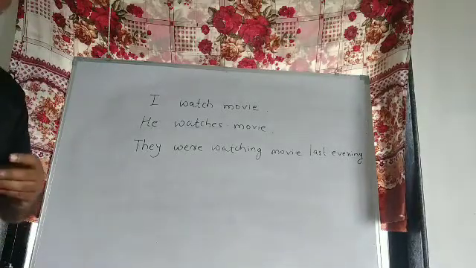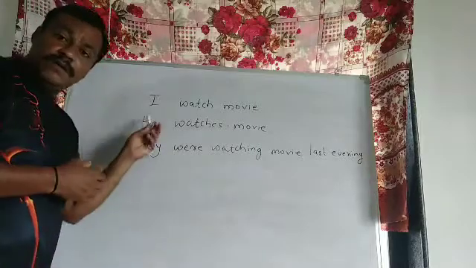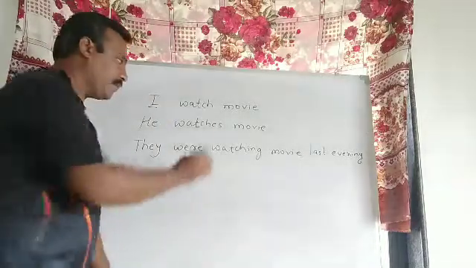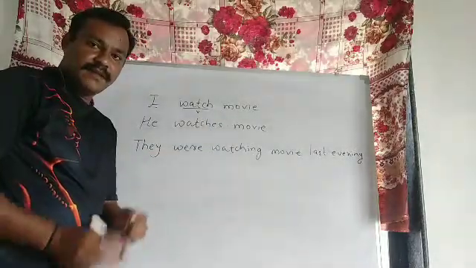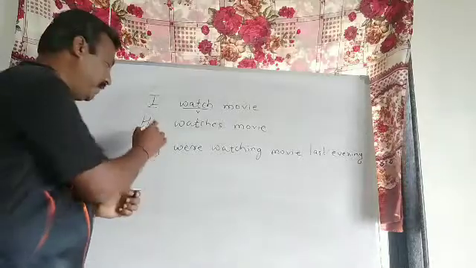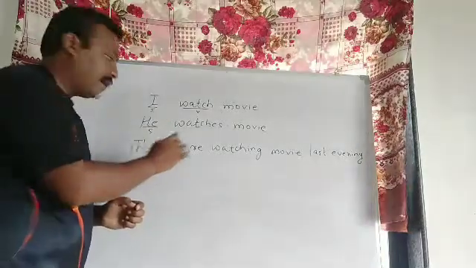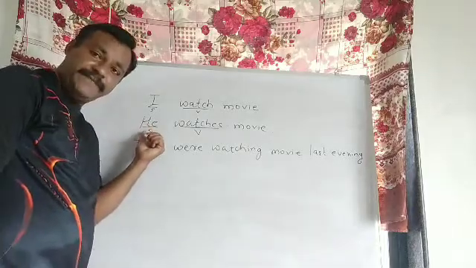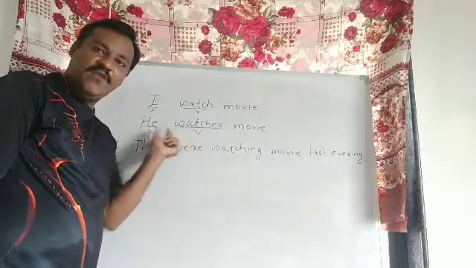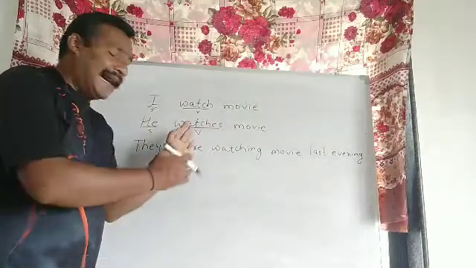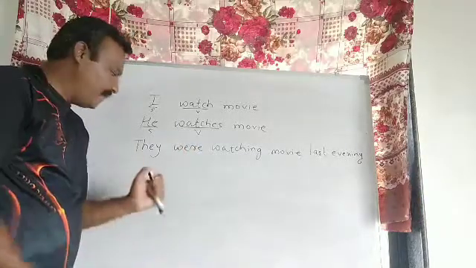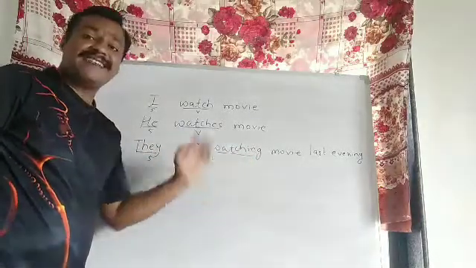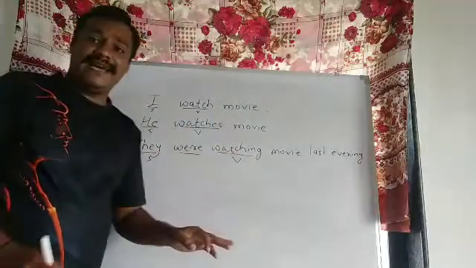See friends, I have written some examples. First example, I watch movie. Subject I, verb watch. Second example, subject he, verb, the same verb I have used, watch, but as I have changed the subject, there is a change. He watches movie. Again, one more thing. In the last example, they were watching movie. Subject they, and the tense of this sentence is past continuous. That's why the verb form has been changed.